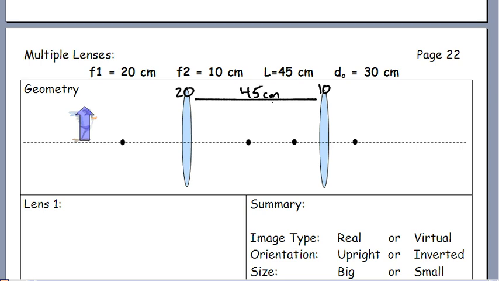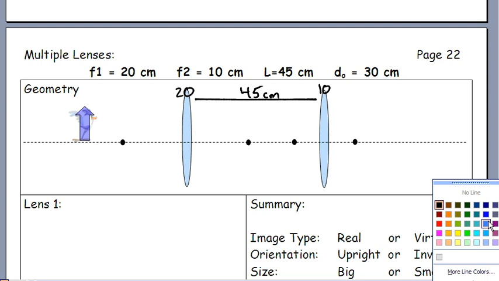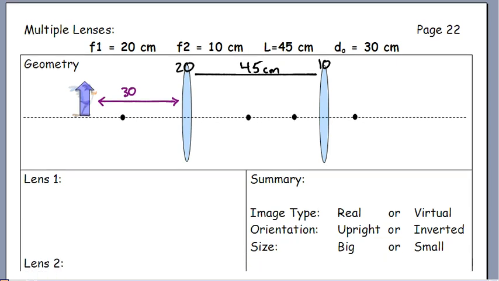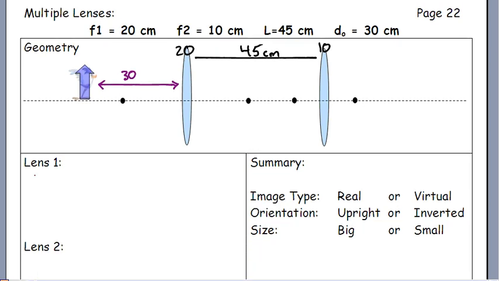And we're going to put the object a fair bit closer here. We're going to put it at 30 centimeters. So this is going to be a 30 right in there. Okay, well, let's go and see what lens number one does with this story. We'll just play with that lens equation here.